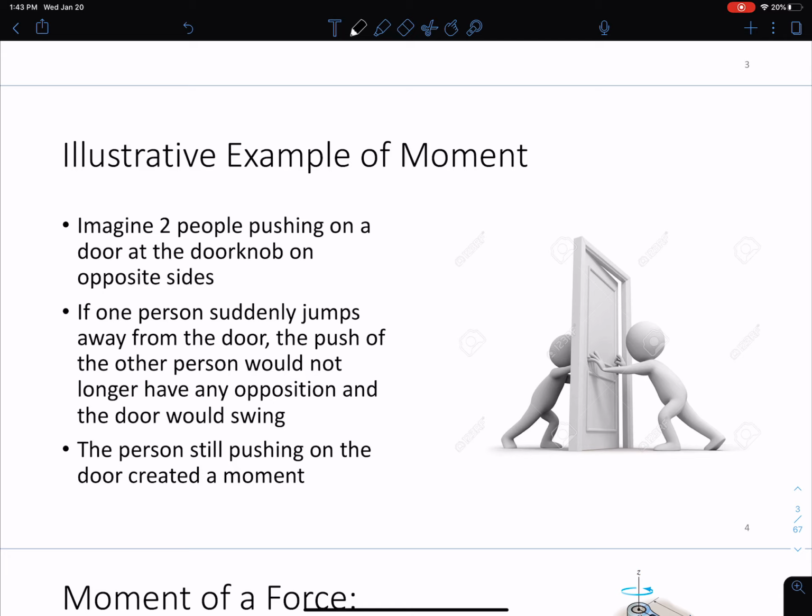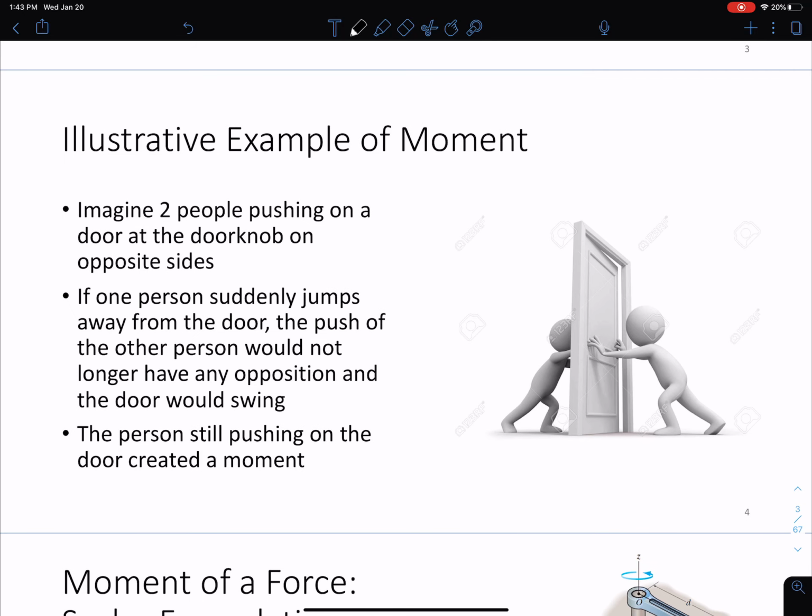I want you to imagine that you are on one side of a door and there's someone else on the other side of the door, okay? And you are both pushing on the door at the doorknob on each side, okay? Now imagine that the person in front of you suddenly jumps away from the door. What's going to happen, right? The push of the other person is no longer going to have any opposition. So what's going to happen to the door? It's going to swing, right?